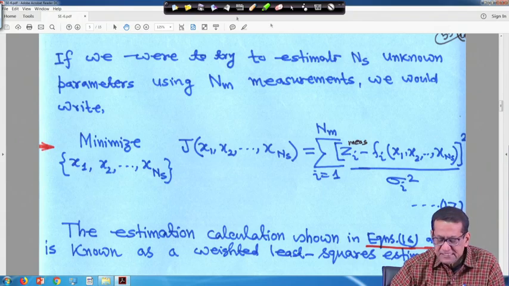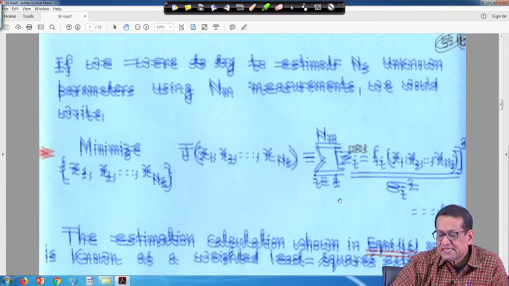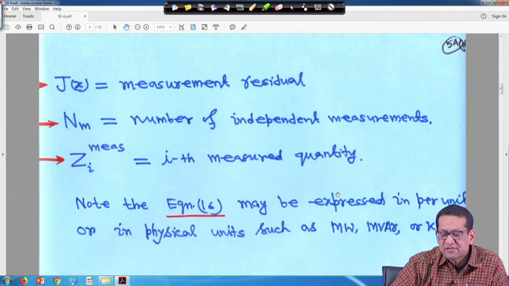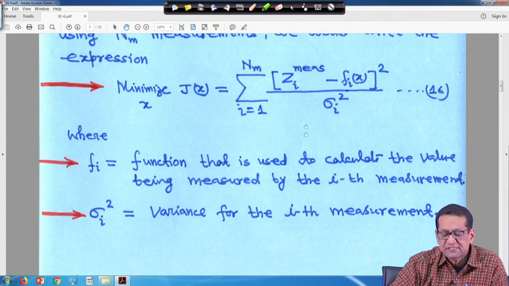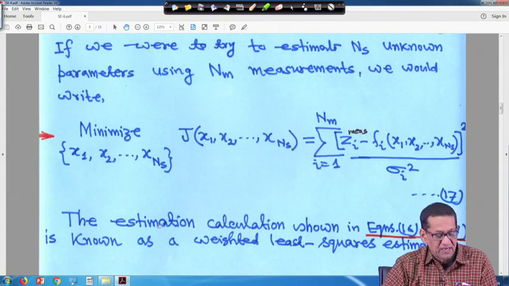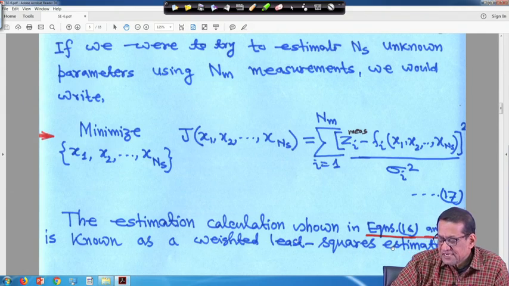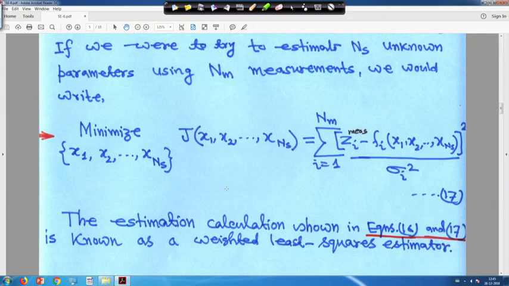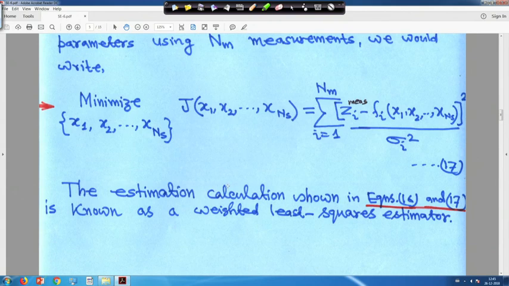The estimation calculation of equation 16 and 17, so equation 16 we have seen, and then equation 17, is known as a weighted least square estimator, right. So, actually it is called the weighted least square estimator. Again, there is a question why it is divided by sigma_i square.